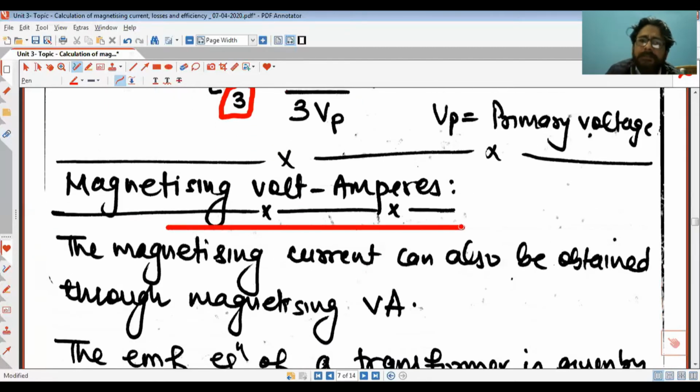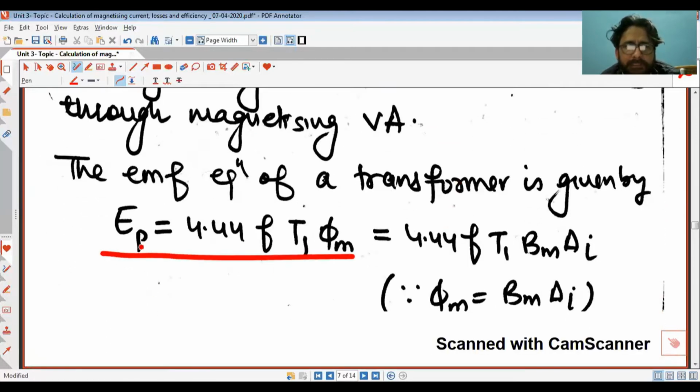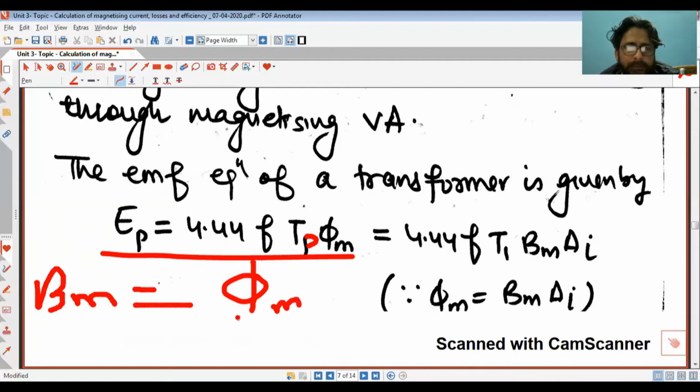Similarly, we can find out the magnetizing volt amperes, and by using magnetizing volt amperes, we can calculate the value of magnetizing current. So we know that EMF equation of the transformer is Ep is equal to 4.44 frequency T1, so we can use T1 or Tp, one and the same thing, into Phi_m, where Phi_m is the peak value of mutual flux. So here Phi_m, we know that flux density Bm is equal to Phi_m divided by Ai. So Ai is the net core area, right? So it is net core area Ai, right?